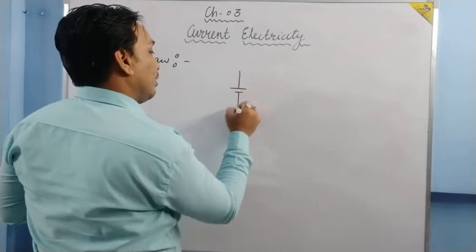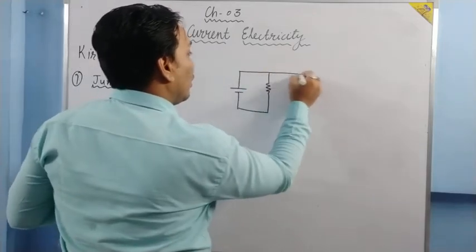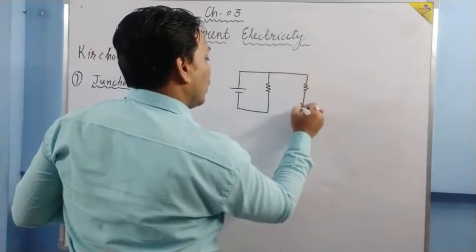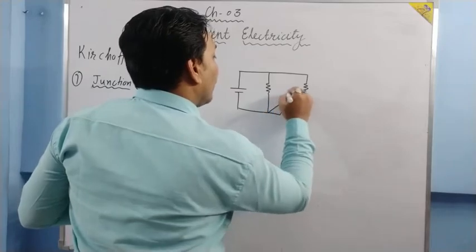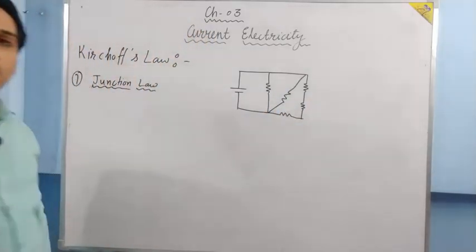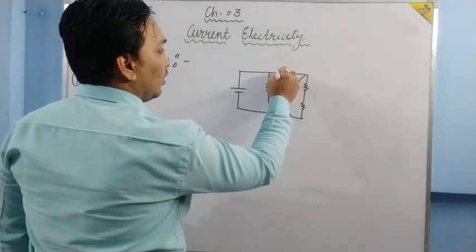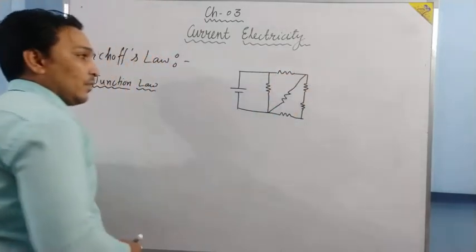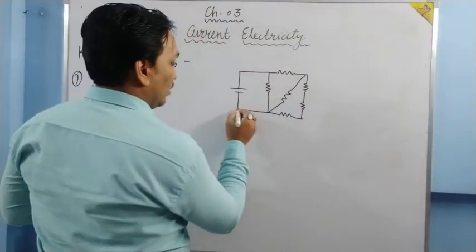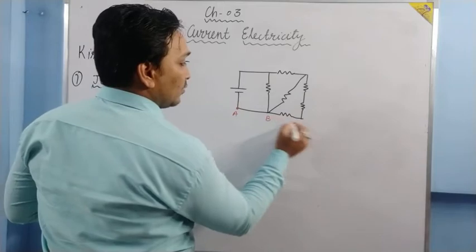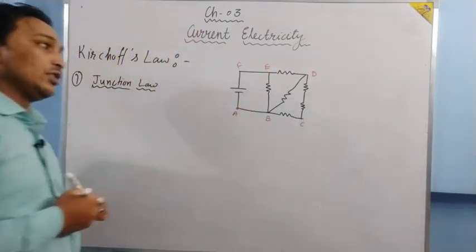Suppose this is a circuit given, one resistance over here, one resistance over here, one resistance over here, one resistance over here, and one resistance over here. Suppose a question is given like this. How many junctions are there in the circuit? Let me mark the points so that you can tell me. Suppose this is A, this is B, this is C, this is D, this is E, and this is F.